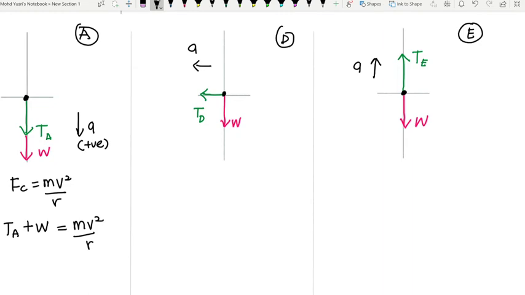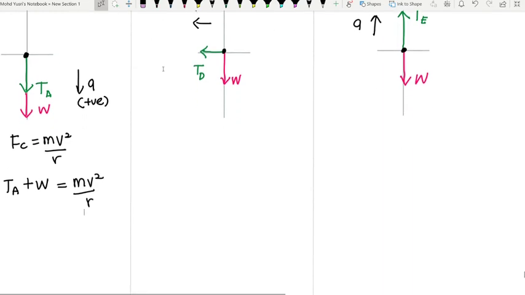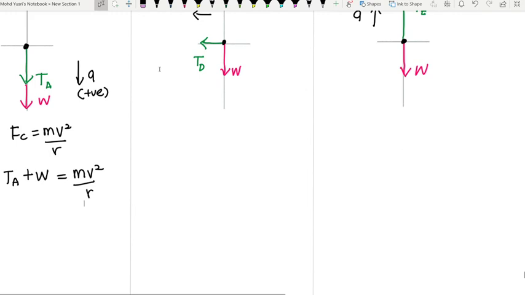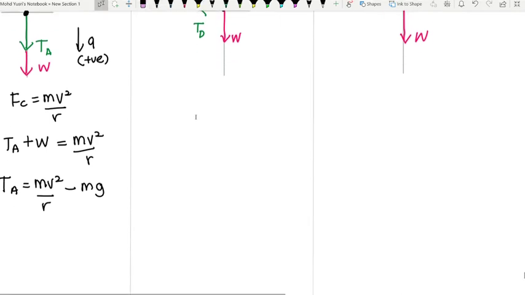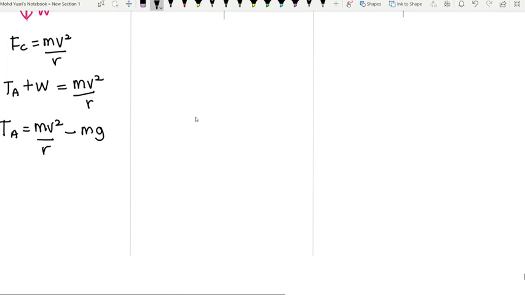So di sini, kita boleh terus kirakan tension. Now, tension is equals to mv square over R minus weight. Now the equation for weight is m times g. Then kita boleh masukkan semua information yang kita ada.